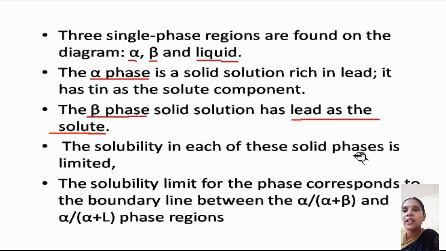The solubility in each of these solid phases is limited. So these are solids with limited solid solubility. The solubility limit for the phase corresponds to the boundary line between alpha and alpha plus beta, that is the solvus curve, and alpha and alpha plus L, that is the solidus curve. So the solidus curve and the solvus curve together set the solubility limit.